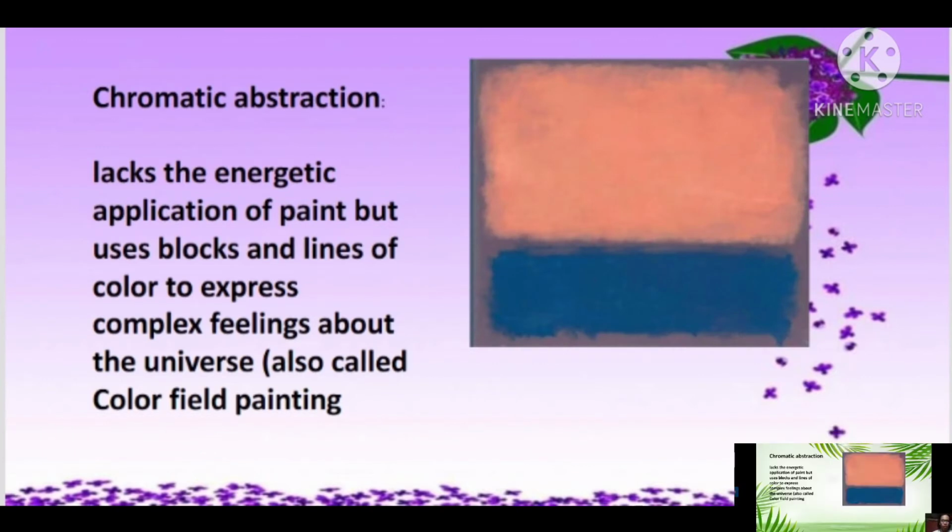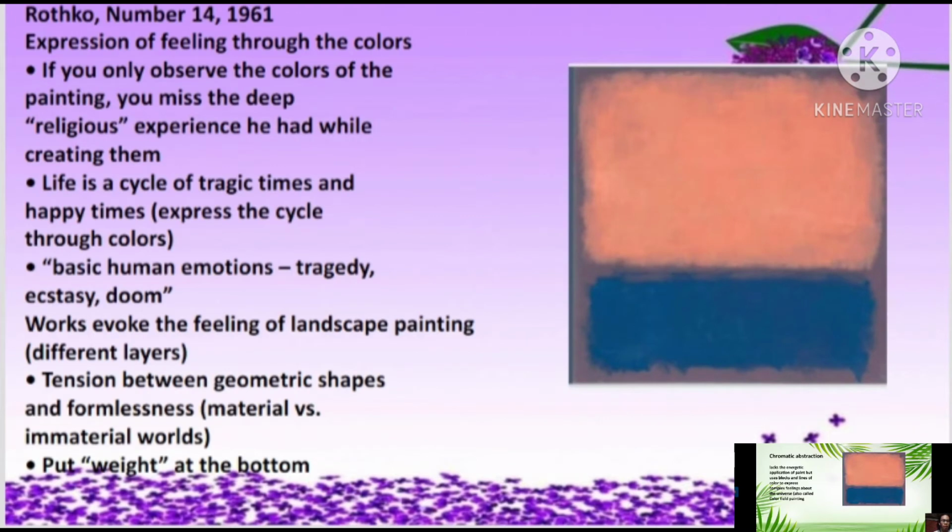Chromatic abstraction emerged in New York in the 1940s to 1950s. This artwork lacks energetic application of paint but uses blocks and lines of color to express complex feelings about the universe, also called color field painting. One of the examples of this is Number 14, 1961 by Mark Rothko. The expression of feelings through colors.